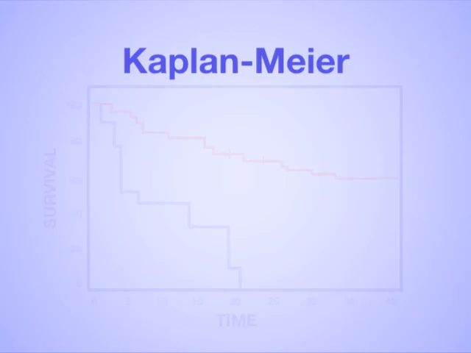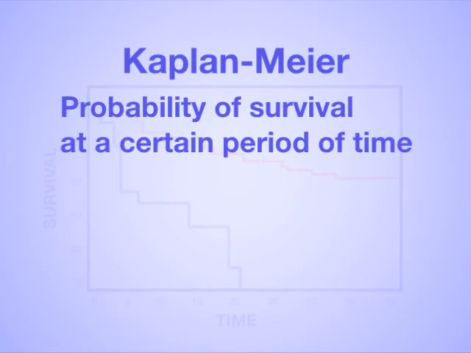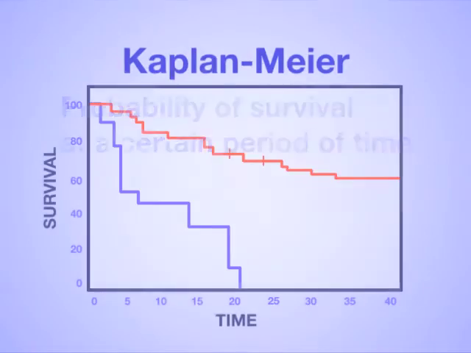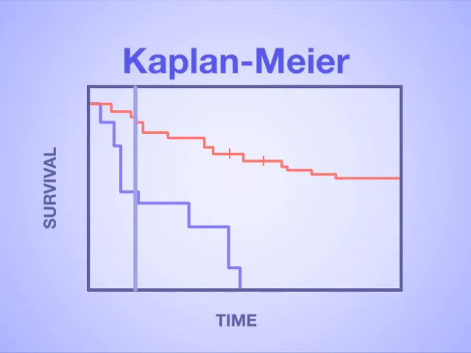Third, we can determine the probability of survival at a certain period of time. This is determined by drawing a line up from the x-axis at the time point we're interested in, say 6 months, and reading from the y-axis the probability of survival. This is also the probability of being free of the outcome.